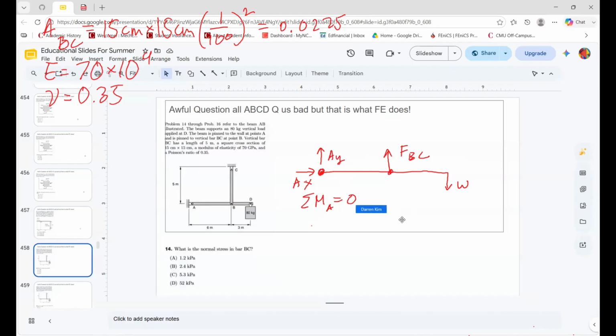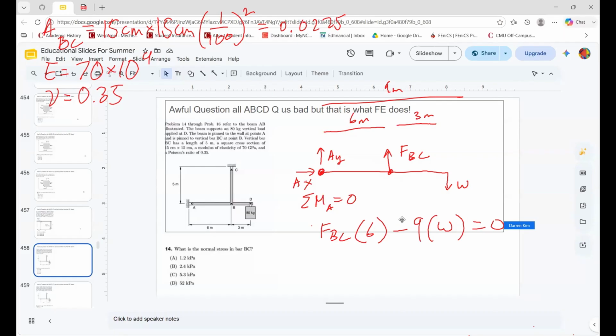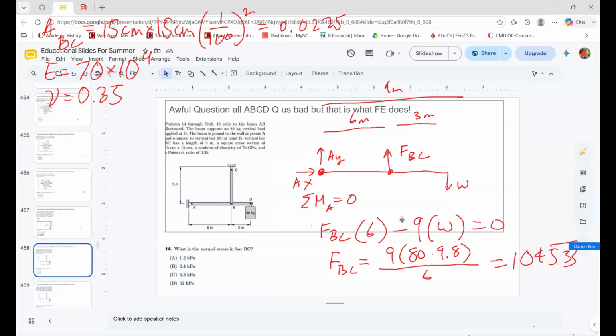That's the sum of moments at A equals 0, and this one is 6 meters, this one is 3 meters, so this is 9 meters to the weight. So FBC multiplied by 6, minus 9 multiplied by W equals 0. Now FBC equals plus 9 multiplied by the weight, which is 80 multiplied by 9.8, divided by 6. That is about 1045.33. Maybe I simplified too much.